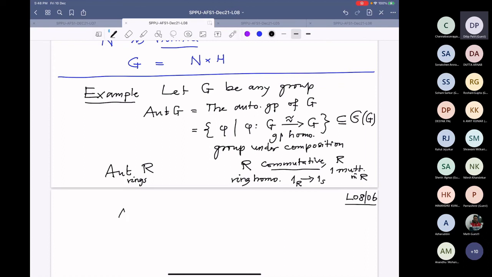So can somebody tell me what is the automorphism group of the ring Z? How many elements does this have?